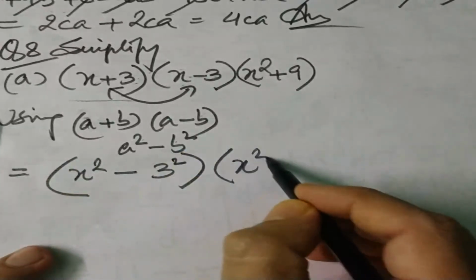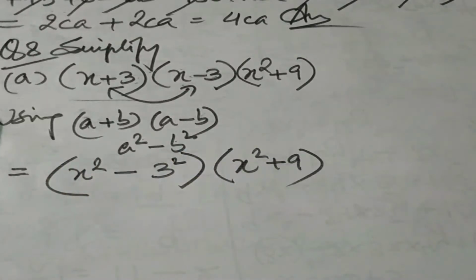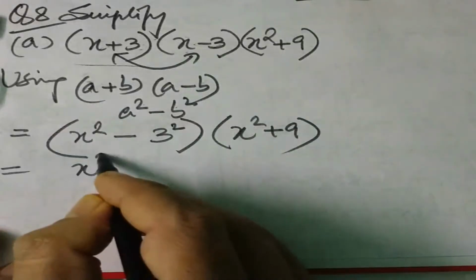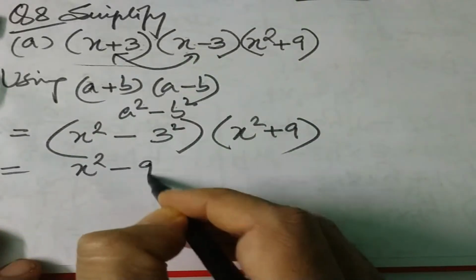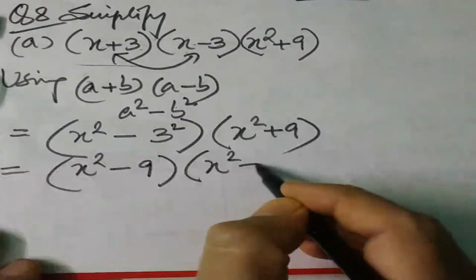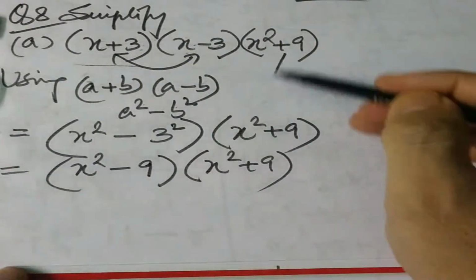Next bracket is x square plus 9. So I have multiplied two numbers by using formula and my answer becomes x square minus 9. And x square plus 9 was already in the question. This comes directly.